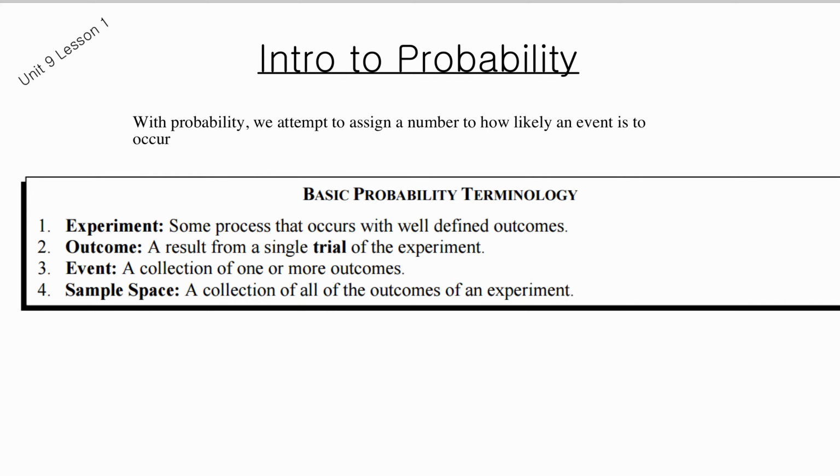So Unit 9 brings us into probability. With probability, we are attempting to assign a number to the likeliness that an event is going to occur. I mean, that's just fancy for something you hear every day on the news.